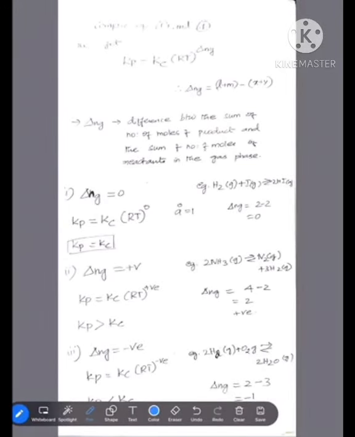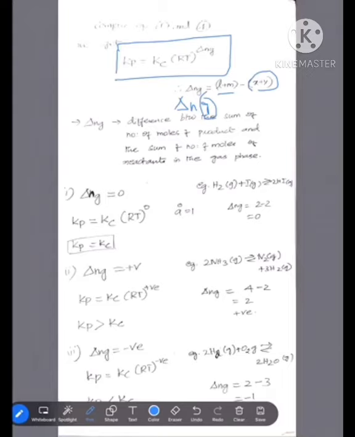When you compare equations 1 and 2, we can write the expression as Kp is equal to Kc into RT to the power delta ng. Delta ng is l plus m minus x plus y. So we can say delta ng is the difference between the sum of the total moles of the products and the sum of the total moles of the reactants in the gas phase. That's why it is given as delta ng: g represents the gas phase.